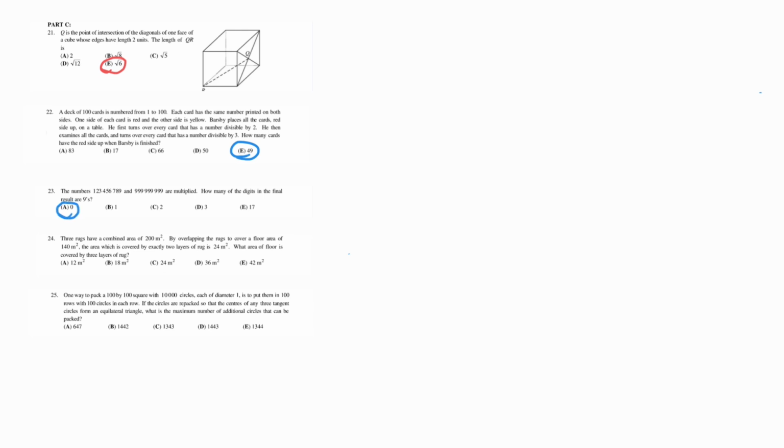Number 24. 3 rocks have a combined area of 200 meters square. By overlapping the rocks to cover a floor area of 140 meters square, the area which is covered by exactly 2 layers of rock is 24 meters square. What area of floor is covered by 3 layers of the rock?